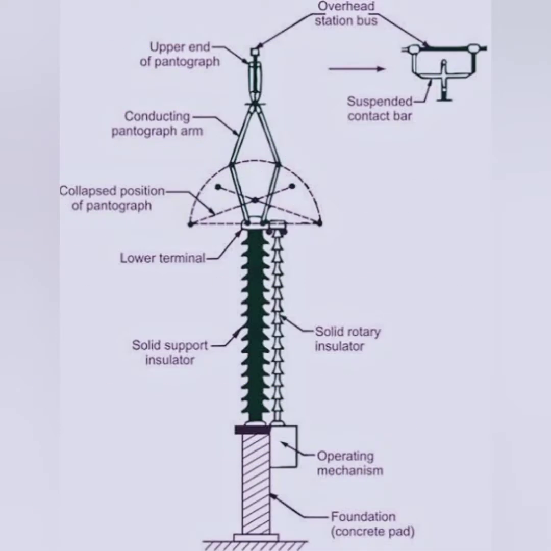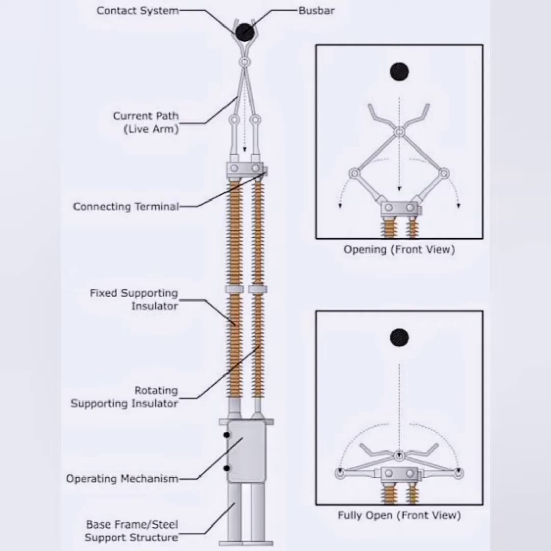This is an example of the pantograph type of isolator. It consists of upper end connectors and the connecting arms, then the scissor arrangement in the middle portion and the lower terminals, and for support we have supporting rotary insulators and the operating mechanisms. The foundation is the normal foundation which we arrange for installation of isolators. So these are all the parts of a pantograph type of isolator.